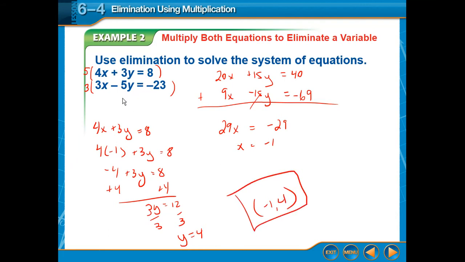So you can either get rid of the y's by making them the same, or you can get rid of the x's by making them the same. You'll get the same answer either way. Sometimes one will be a bit easier than the other, so that would be more beneficial to do.